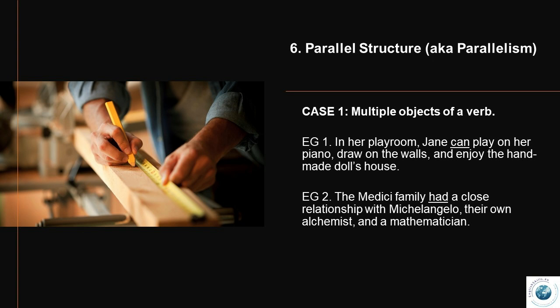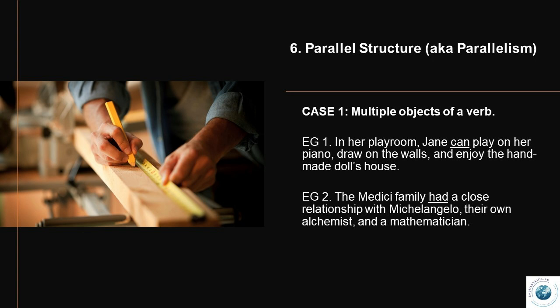Example 1. In her playroom, Jane can play on her piano, draw on the walls, and enjoy the handmade doll's house. In this example, see how the verb can is connected implicitly to each of the objects that follow each successive verb. Can draw on the walls. Can enjoy the handmade doll's house. Because we use a parallel structure, we don't need to repeat the modal verb.